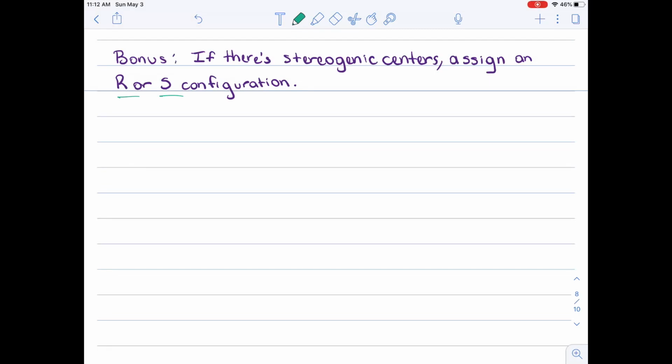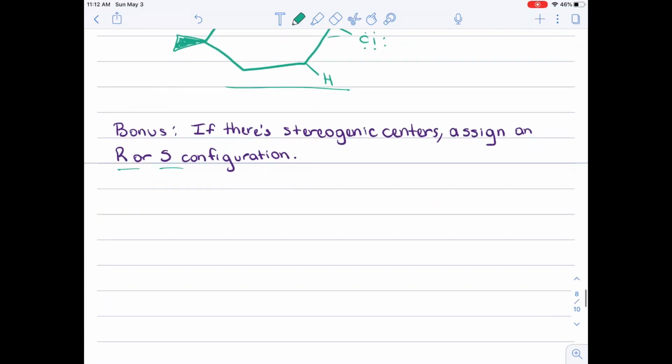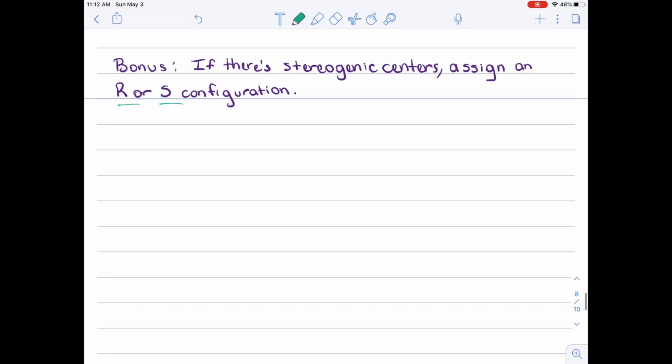I'll leave you guys with this one final question. If there's stereogenic centers in these problems that we did, assign an R or S configuration. Leave your answers in the comments below.